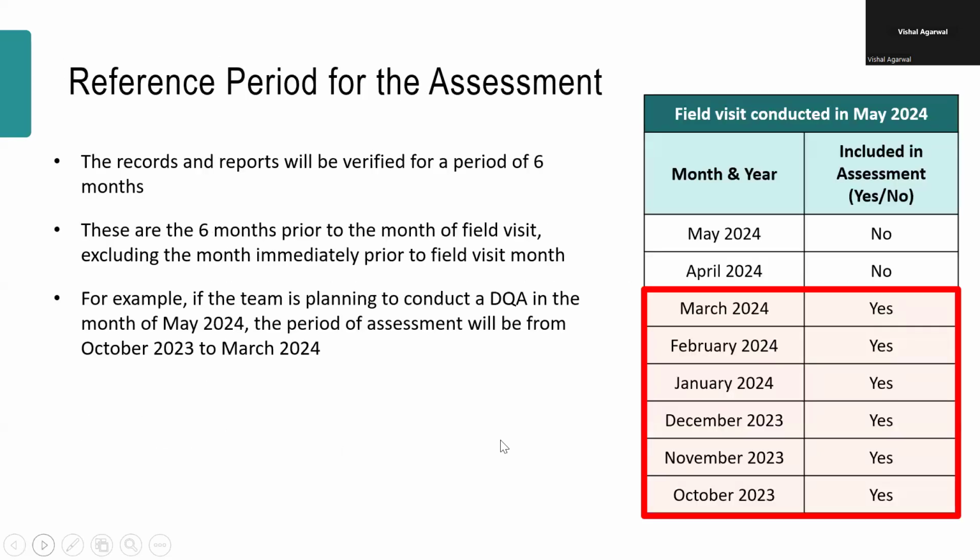So how did we select the assessment period? As I mentioned, we selected the period from June to November. Our basic approach is that the records and reports are verified for a period of 6 months. If we are visiting the field in the month of May, then we will select the period from October to March, because in May we are visiting the field, and it will take some time to stabilize the data for the month of April. So we can leave April and May for data collection, and consider the October to March data for our data quality assessment. So if we are visiting the field in May, we will consider the data from October to March for the DQA process. Next slide, please.